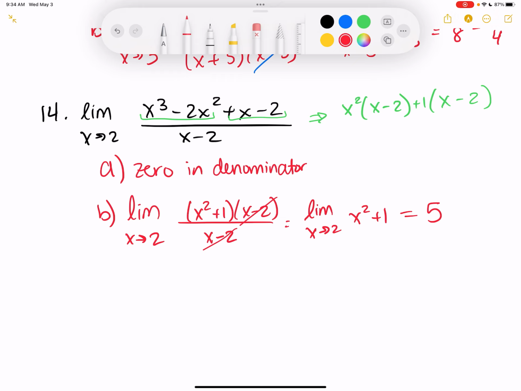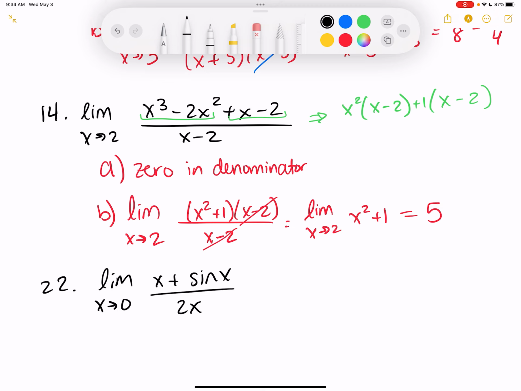All right, the next one: use the fact that the limit as x approaches 0 of sine of x over x is equal to 1, along with limit properties to find the following limits. Number 22: the limit as x approaches 0 of x plus sine of x over 2x.